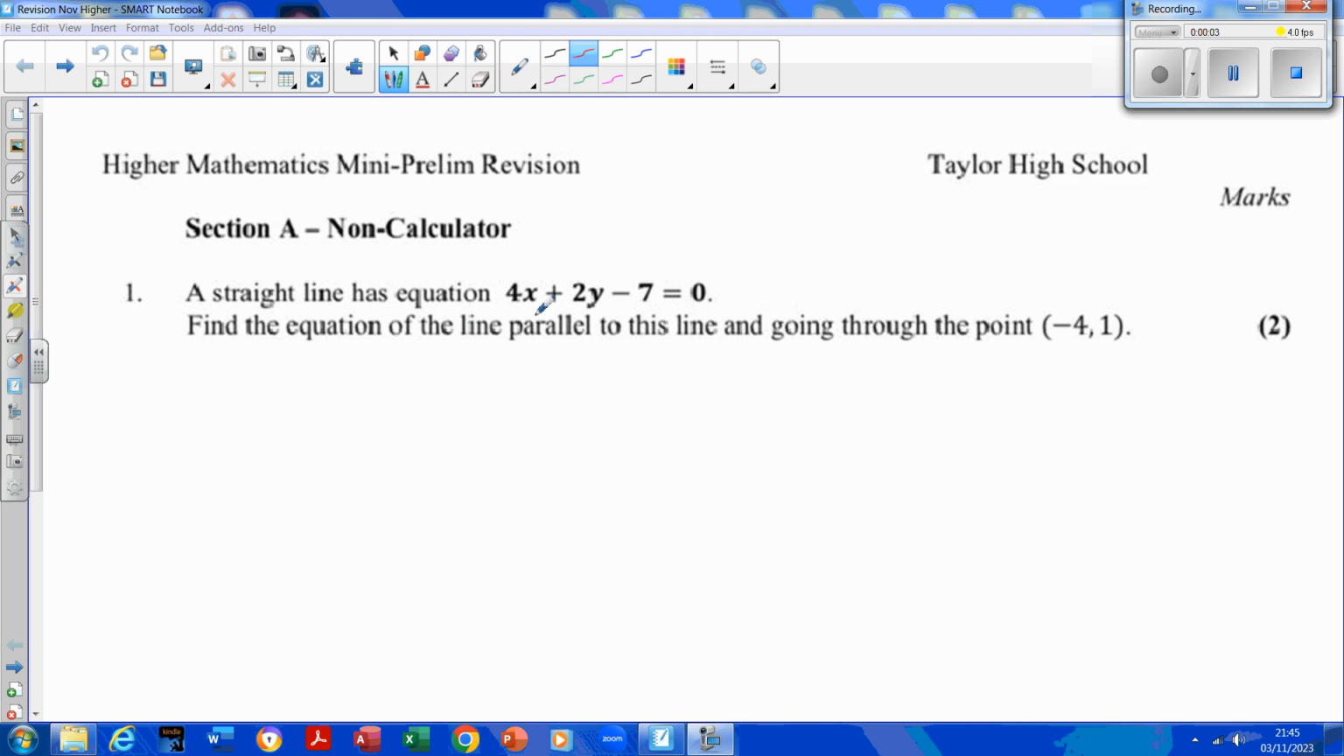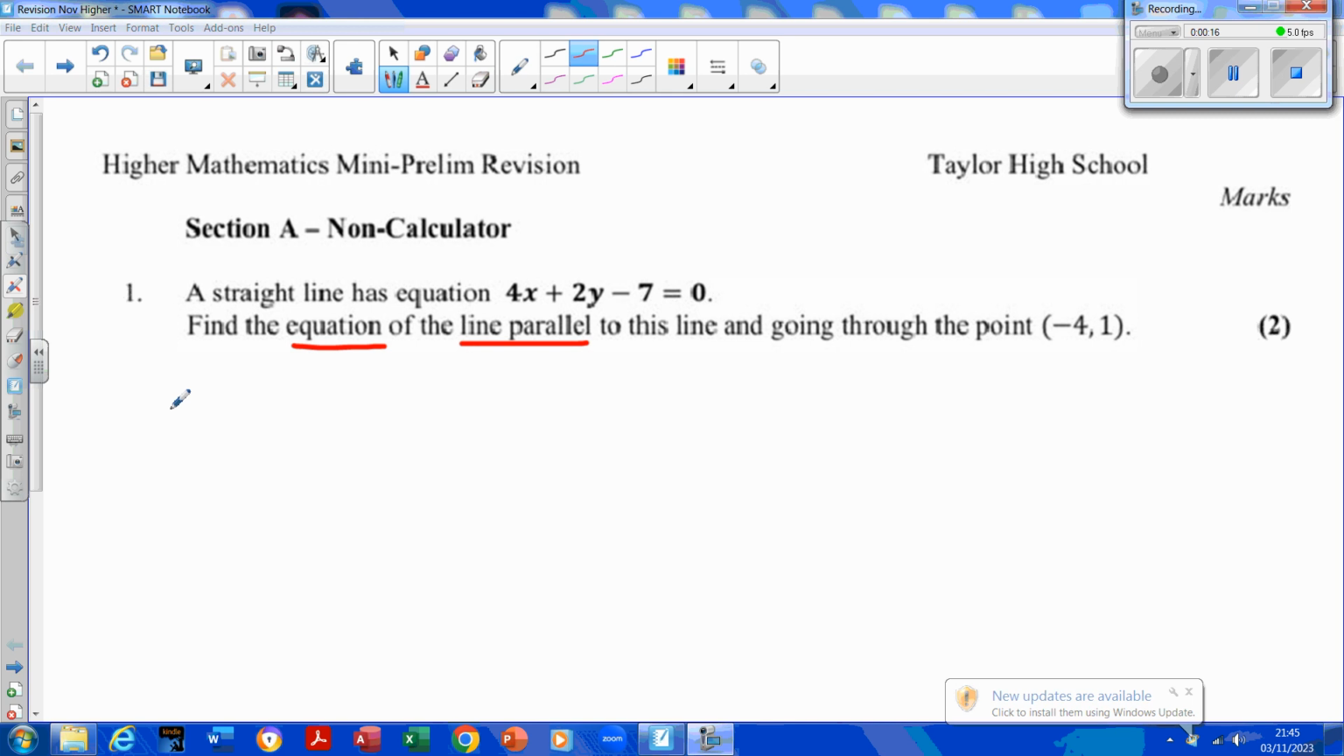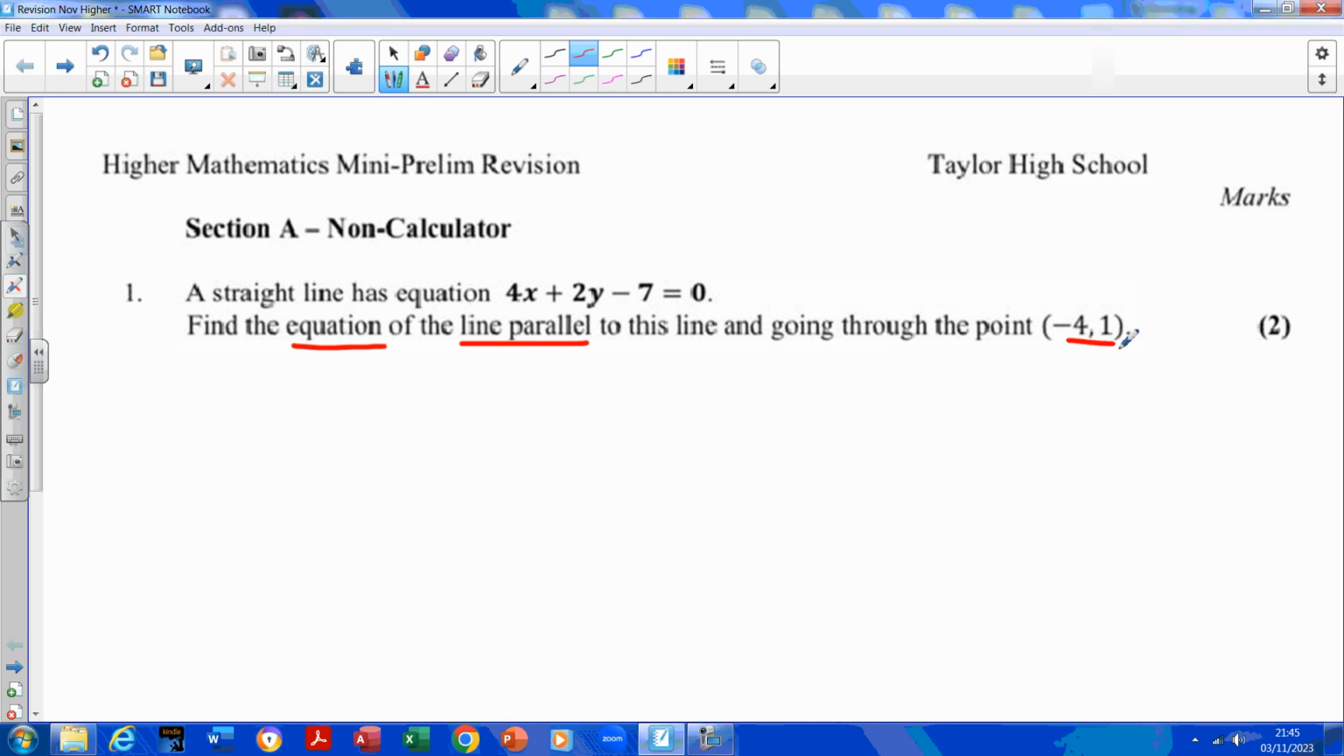A straight line has equation 4x plus 2y minus 7 equals 0. Find the equation of the line that is parallel. So the first thing is, we've got to find the equation of a straight line. So we've got to find the gradient and we've got to find a point. Now it tells us that it's going through the point -4, 1. So that's fine, we've got a point.